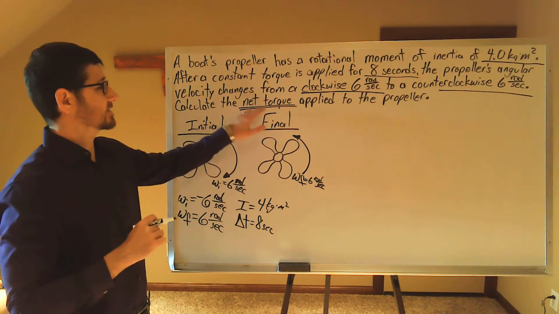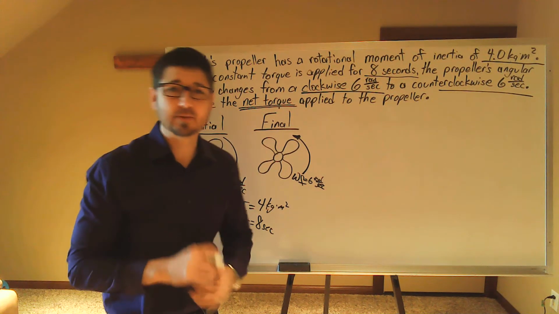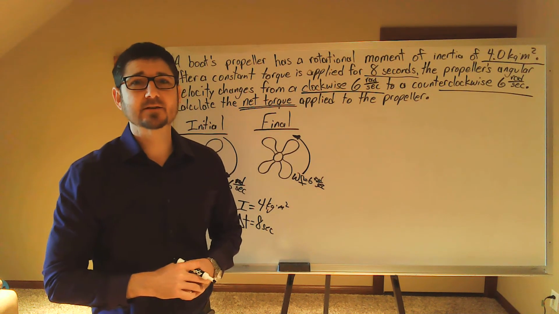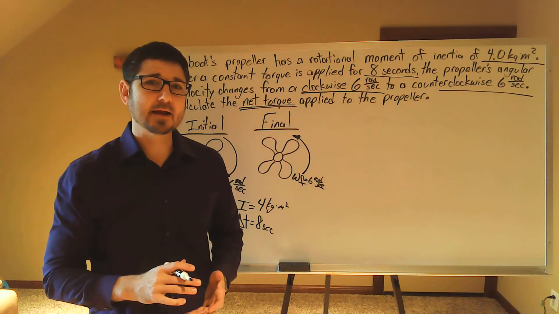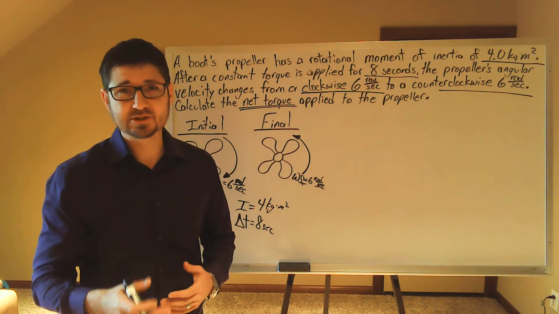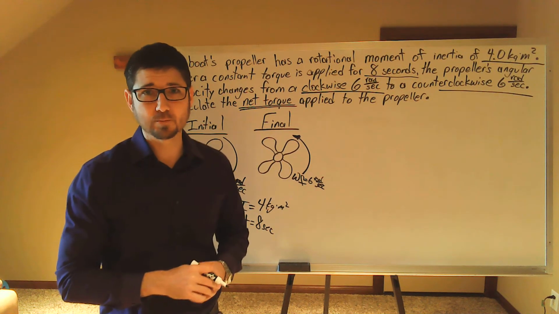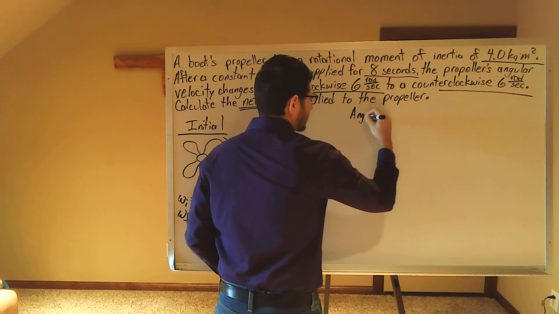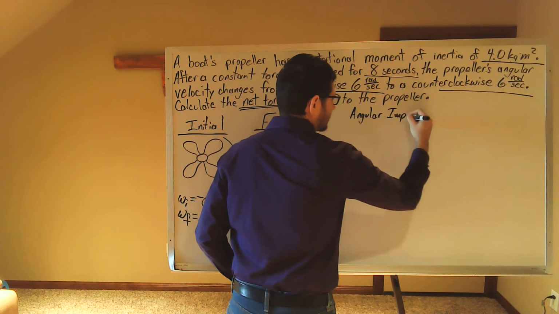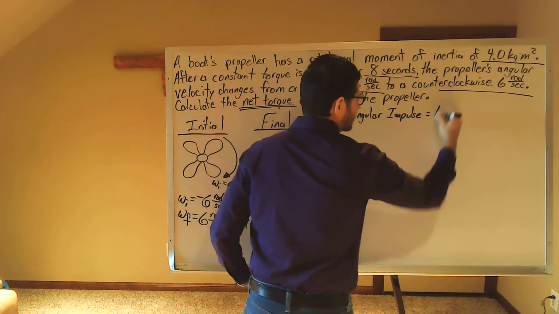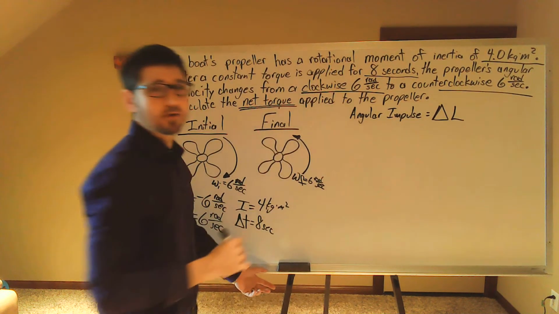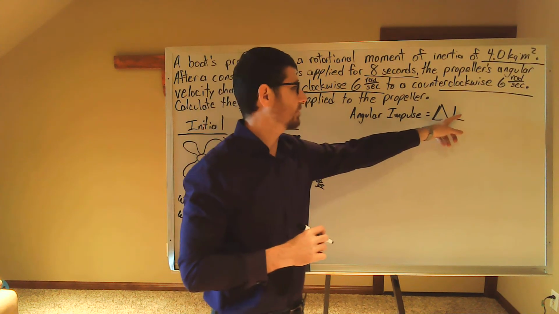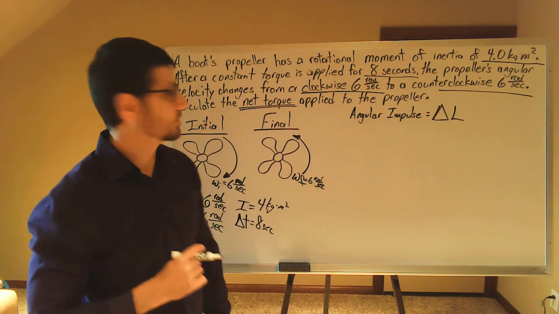Now, in order for us to calculate the net torque applied to the propeller, we're going to have to use the angular impulse angular momentum theorem. So this tells us that an angular impulse applied to an object will result in a change in the object's angular momentum. So I'll go ahead and write that on the board here. So angular impulse is going to be equal to delta L. Now remember, the capital Greek letter delta represents change in. Capital L is the object's angular momentum.